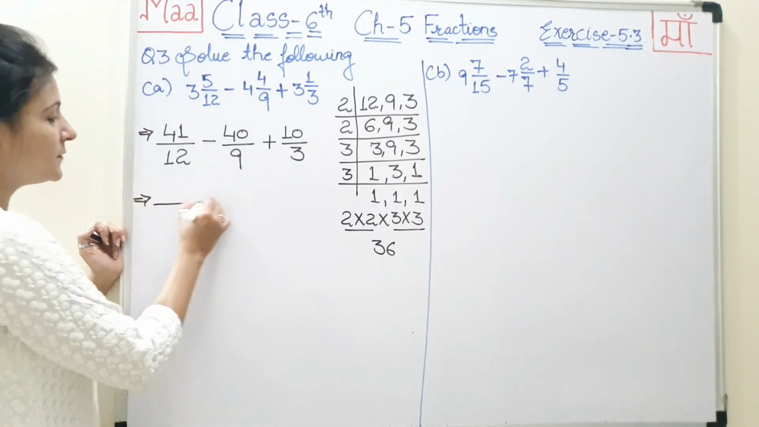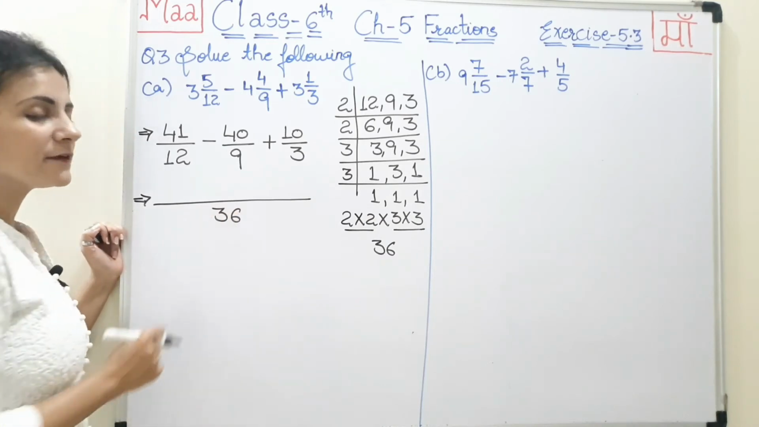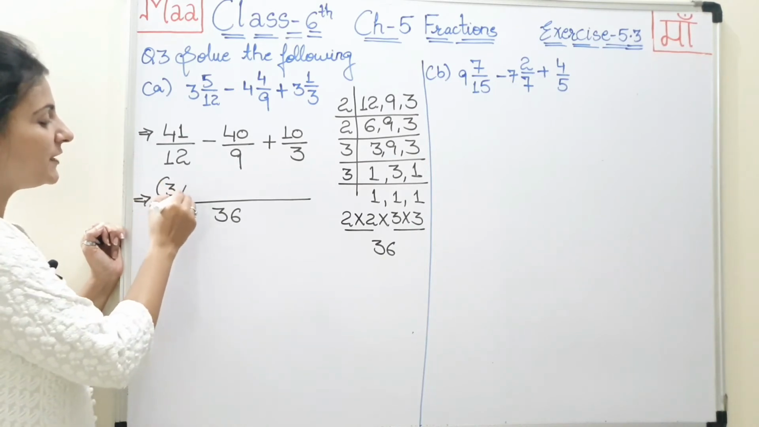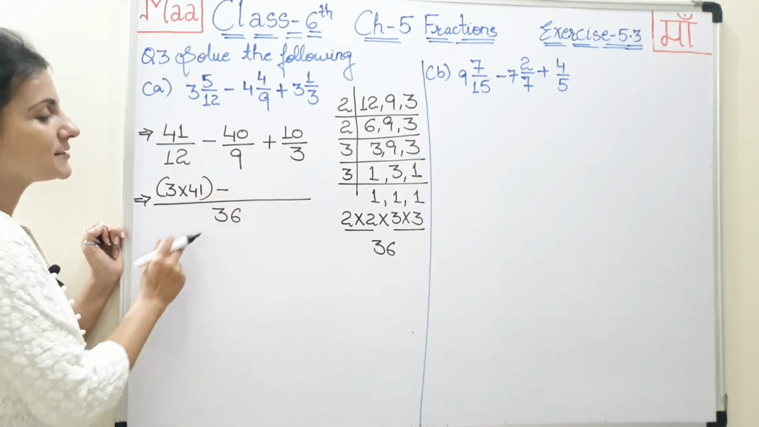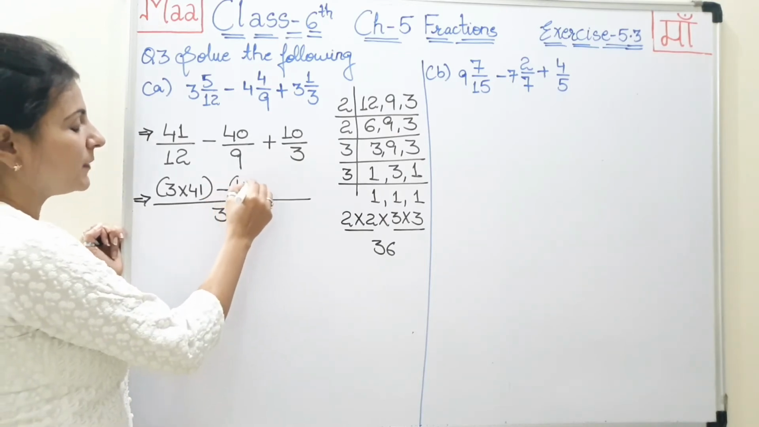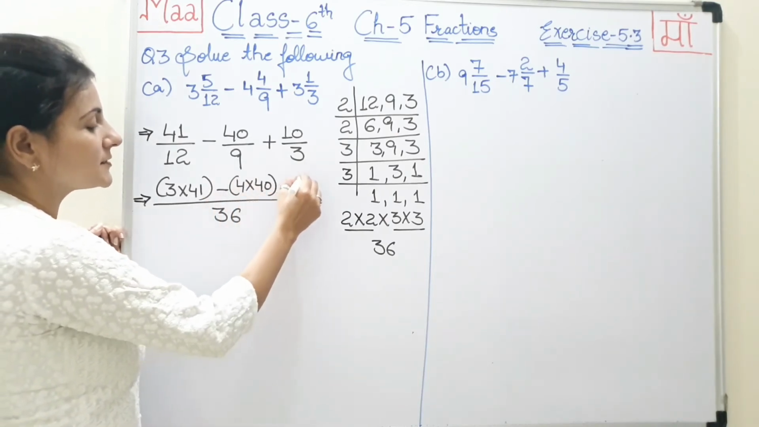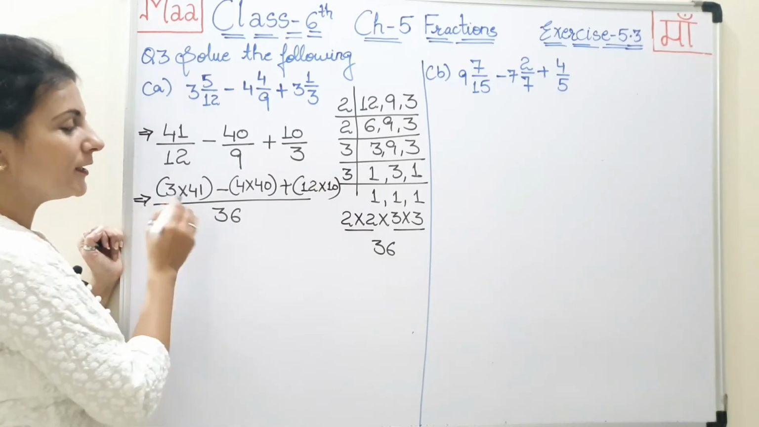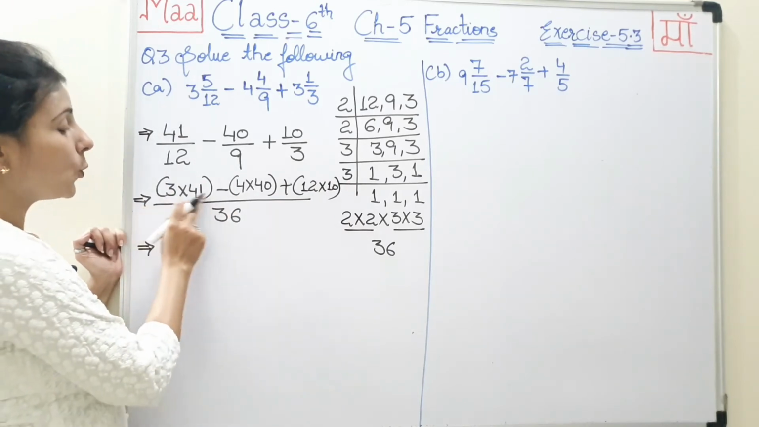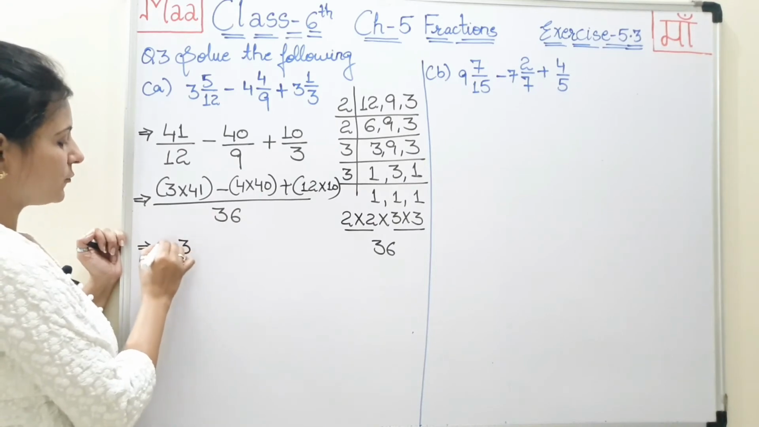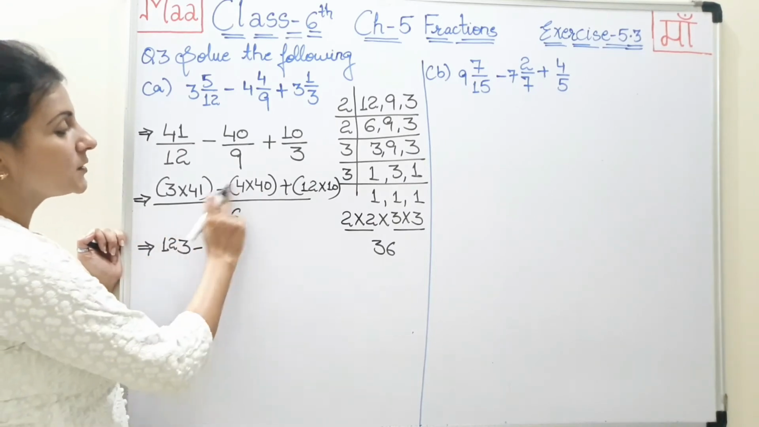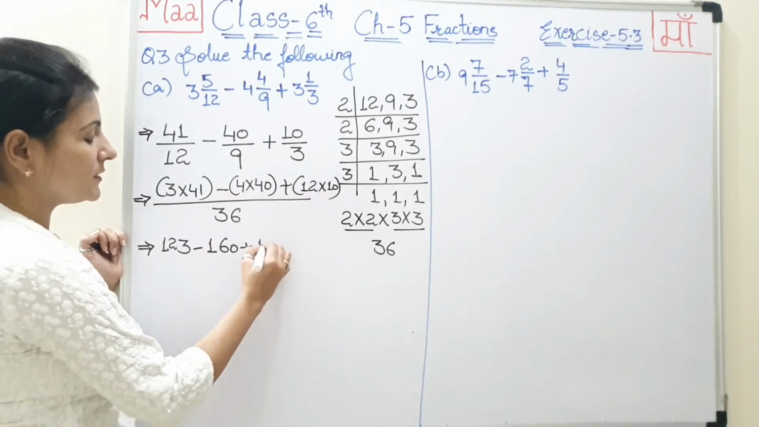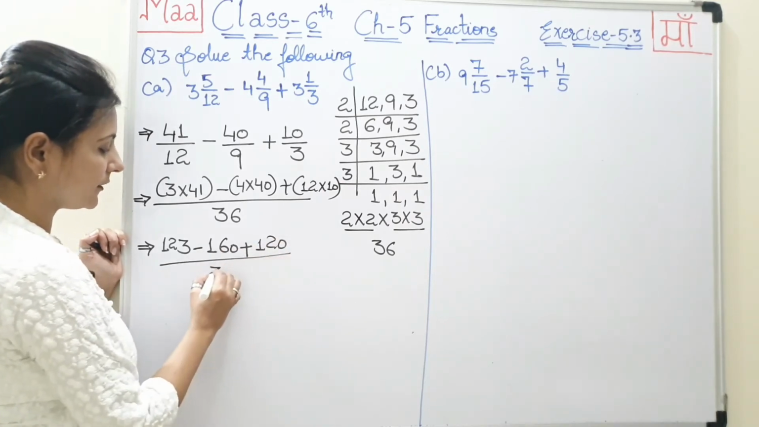Since we have got the LCM, we will draw one horizontal line and write down 36 in the denominator. Open the bracket. In the table of 12, 36 comes 3 times, multiply it by 41, minus sign. Table of 9, 36 comes 4 times, multiply it by numerator 40, plus table of 3, 36 comes 12 times, multiply it by the numerator 10. Okay, next step, multiply. 41 into 3: 3 1s are 3 and 3 4s are 12, so 123, minus 40 into 4 is 160, plus 12 into 10 is 120, upon 36.